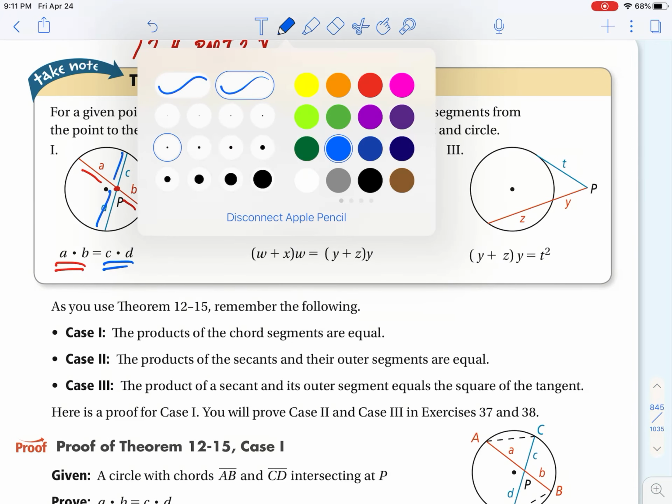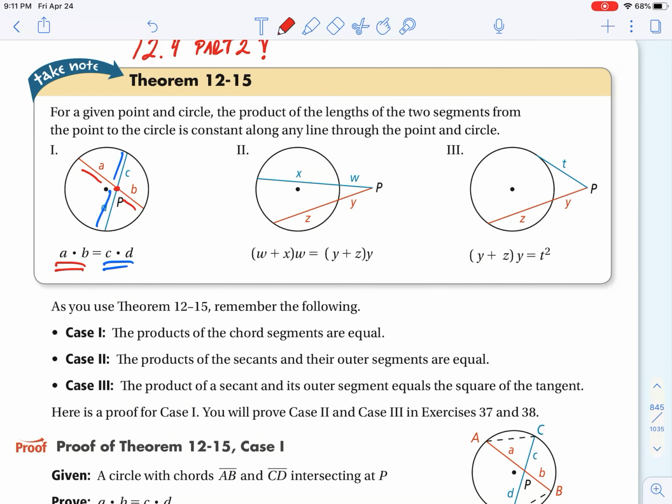Case number 2, this one gets a little tricky, but notice it says W. We're going to add those together, so basically we're going to get the length of this entire secant, and we're going to multiply it by the little guy on the outside, W. Same thing on the other side. We're going to get the length of that entire secant. That's why we have a plus sign there. And then we're going to multiply that by the length of the little guy over there.